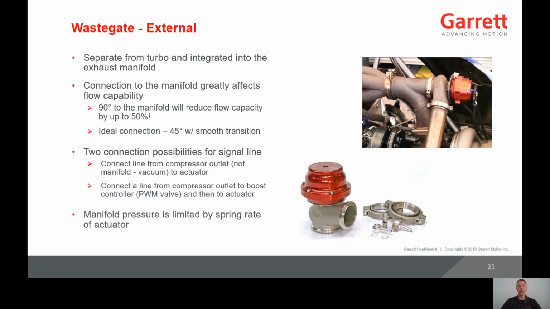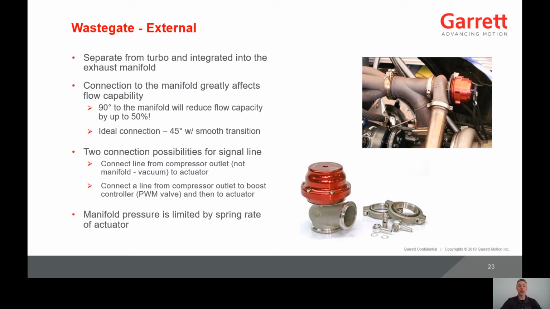How the wastegate is integrated into the manifold greatly affects the flow capacity. While 90 degrees to the manifold is usually the easiest way to install the wastegate, this method can reduce the flow by up to 50%. The ideal connection is 45 degrees with a smooth transition, which is illustrated in the photo to the right.